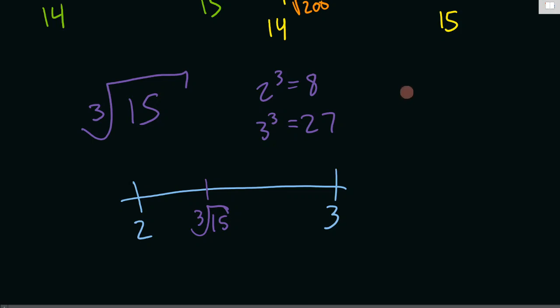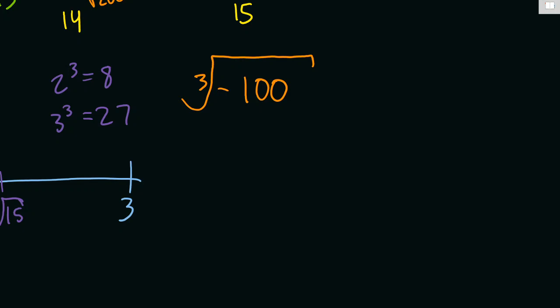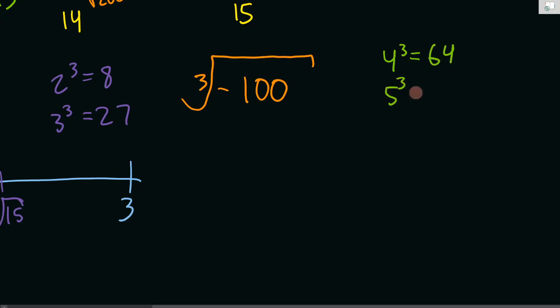So what if we'd had the cube root of, let's make it negative 100. Okay, let's see, what are my perfect cubes? My next perfect cube is going to be 4 cubed. So 4 times 4 is 16, so 4 cubed is 64. And 5 cubed is 5 times 5 is 25, times 5 again is 125. So 100 is a little bit closer to 125 than it is to 64.